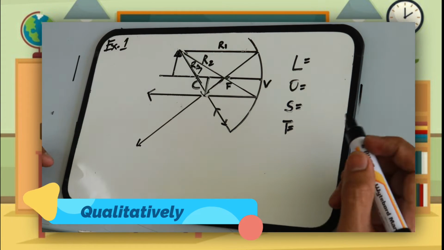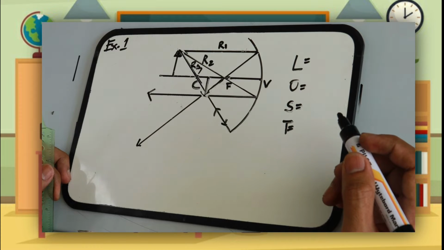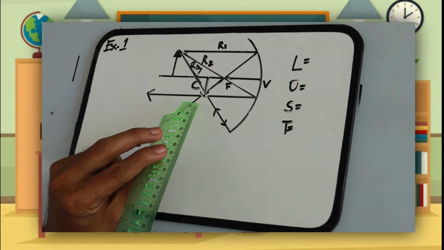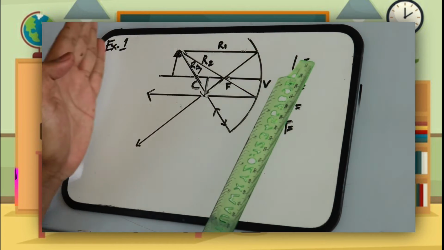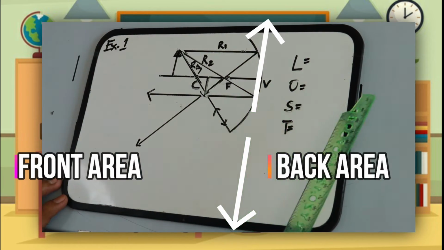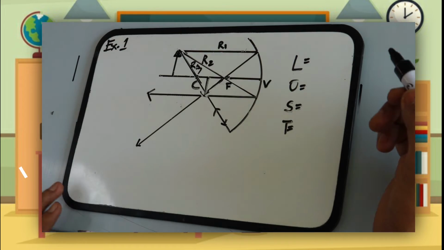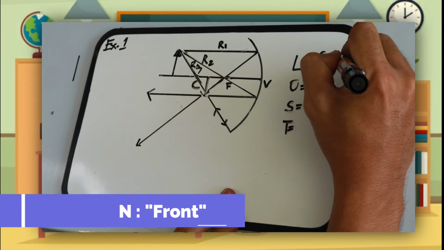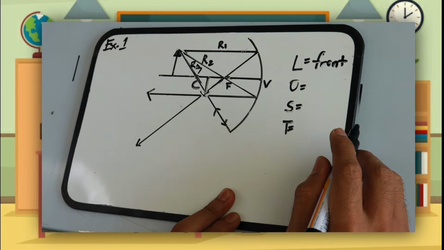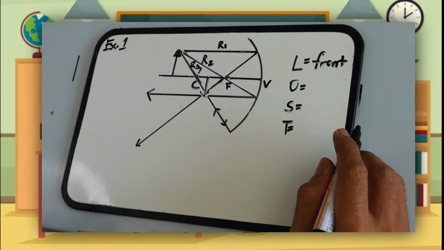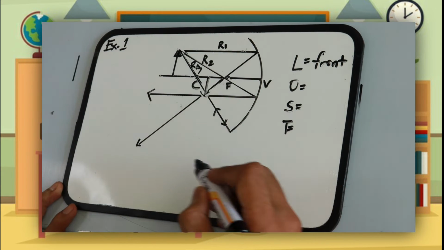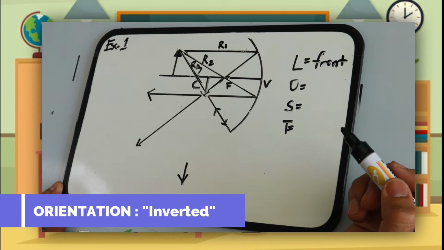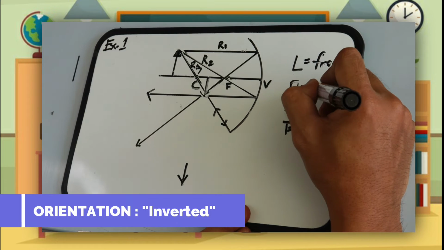qualitatively. So for our location, this is our mirror, and this is our image. Location: this is the front area, and this is the back portion of the mirror. So therefore, our location is front. You will just write front, in front of the mirror. Then for our orientation, since the image is going down like this, it indicates that our image is inverted.